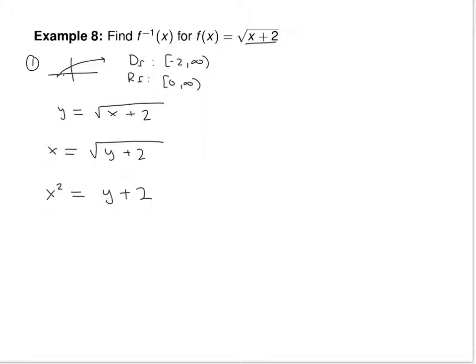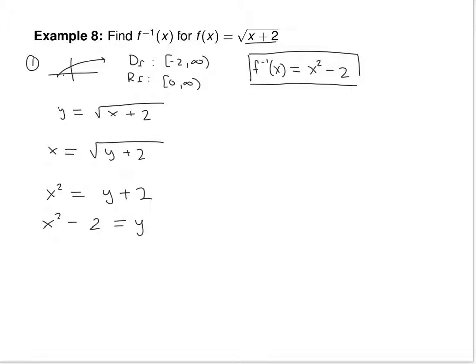What would you do next? Subtract 2. X squared minus 2 equals y. So f inverse of x is x squared minus 2. There's only one slight issue. X squared minus 2 isn't 1-to-1, is it? So you have to restrict it.